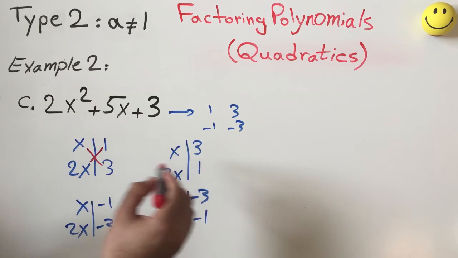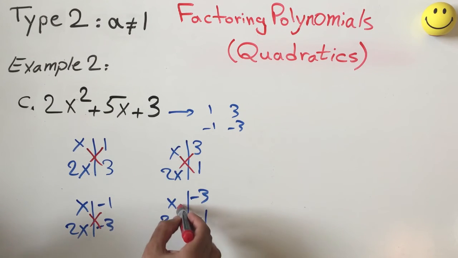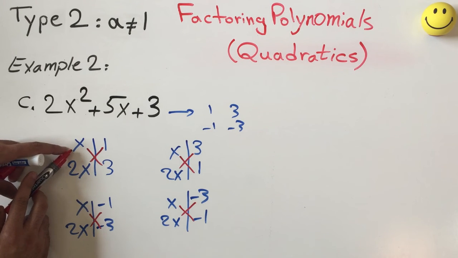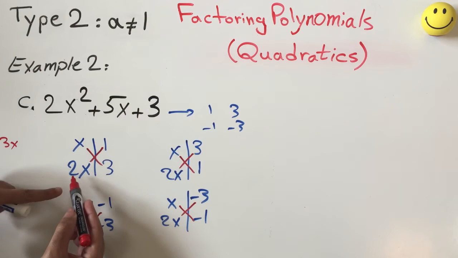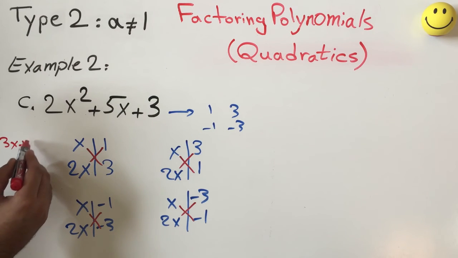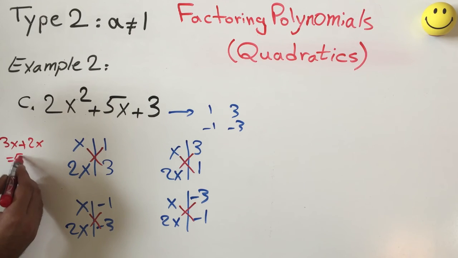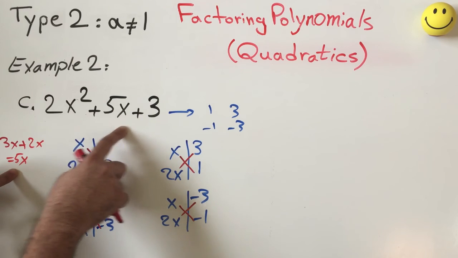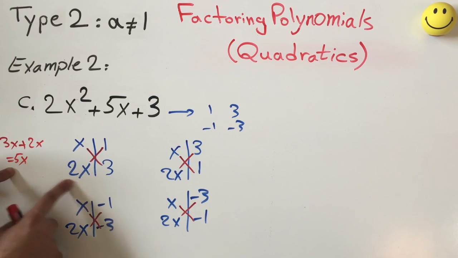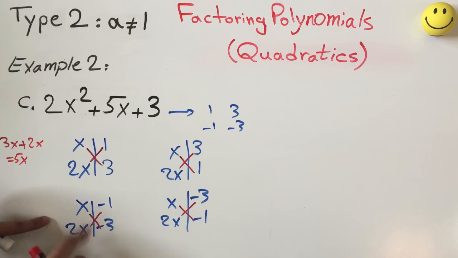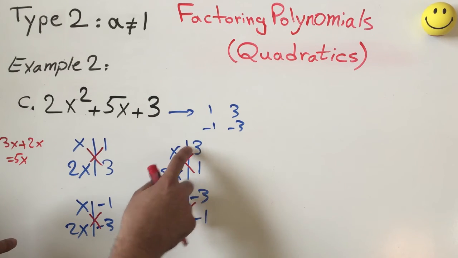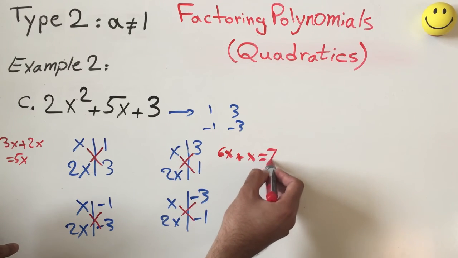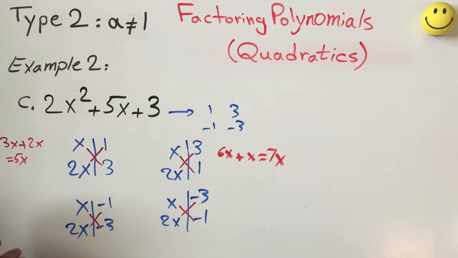So like this, it's like a cross for all of them. Now 3 times x is 3x, and 2x times 1 is 2x. So now what is this? It's 5x. You have to check if the answer is the middle term or not. In this case, it actually was the correct one. If we try the other one, here you have 2x times 3, which is 6x, plus 1 times x is x. This gives me 7x, but I need 5x.